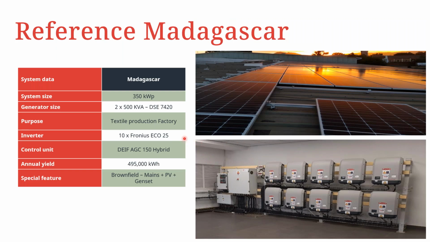We also have a reference plant in Madagascar. Here we have a system size of roughly 350,000 watts, or 350 kilowatt peak. We've got 2 generators in the system, so 2 500 kVA generators. This is for a textile production factory. They're using 10 Fronius Eco 25 inverters, and they're also using a control unit of the DIVE 150 hybrid. Their annual yield is about 495,000 kilowatt hours per year. The special features: it's brownfield and mains, with the addition of the PV and the genset into the system itself.